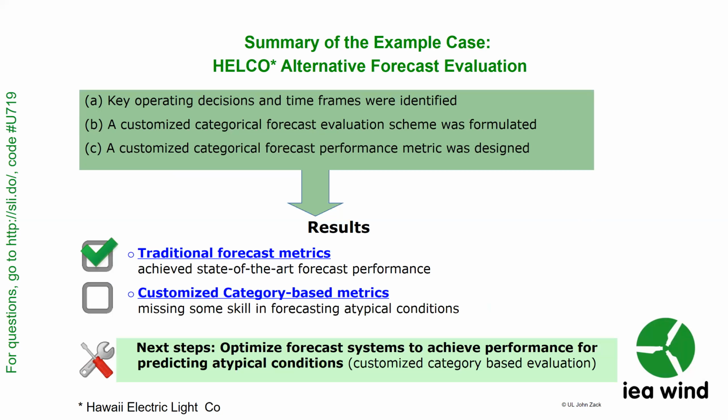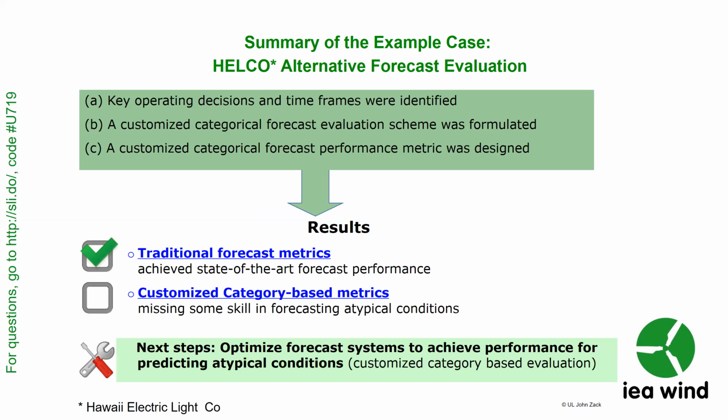When is forecast input most important and how is it important to the decision-making process? And then we developed a customized categorical forecast evaluation scheme. Categorical schemes are often the most relevant to decision making because humans tend to think in terms of categories. Is this a big change I have to consider, or is it just a typical day, right?